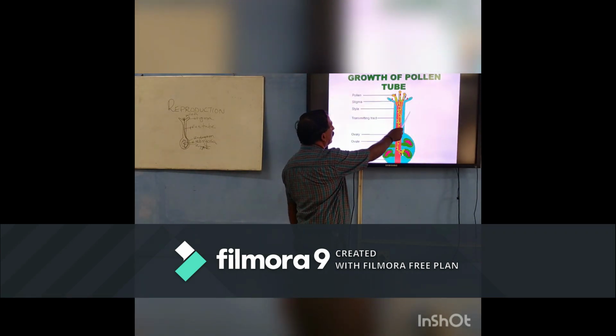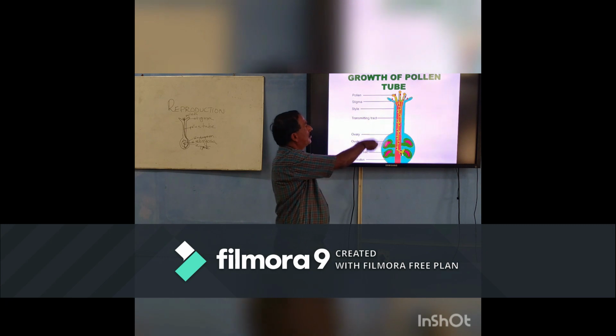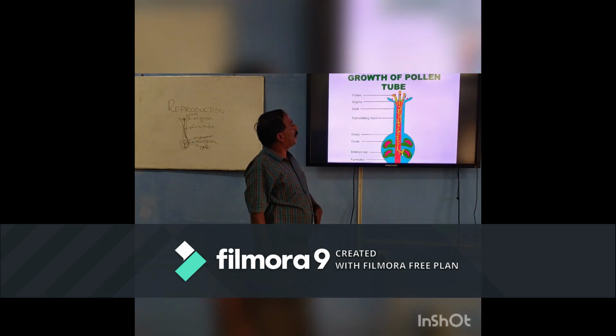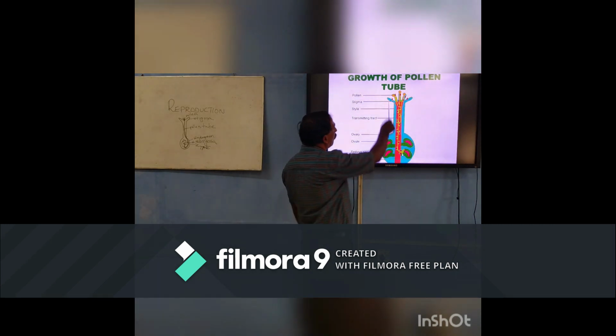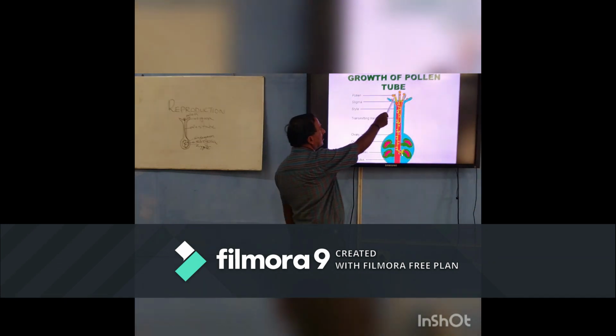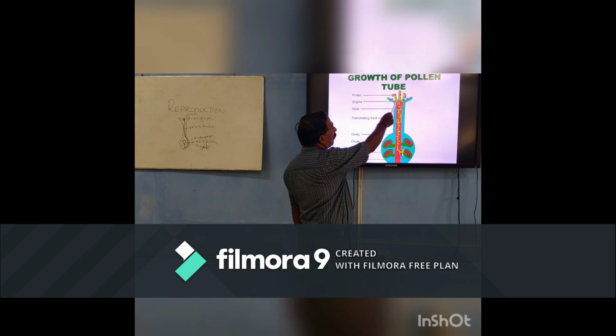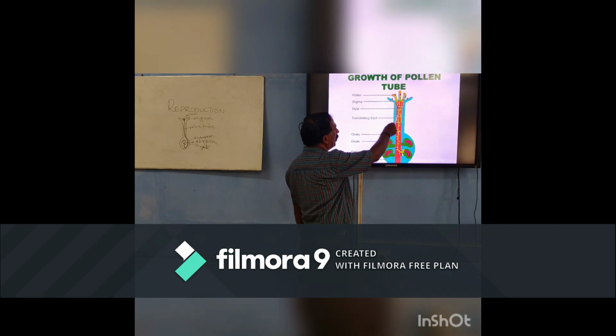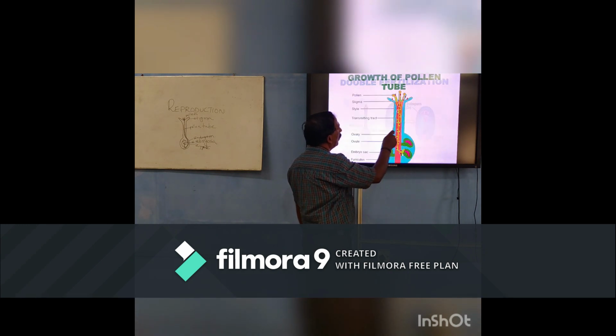This is the stigma, this is the style, and this is the ovary. This is the female reproductive part of the flower. Now the pollen falls here, on the stigma. On falling, it develops a pollen tube. The pollen tube is growing along the style and reaches the embryo sac through the micropyle.